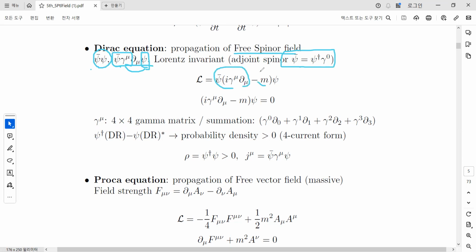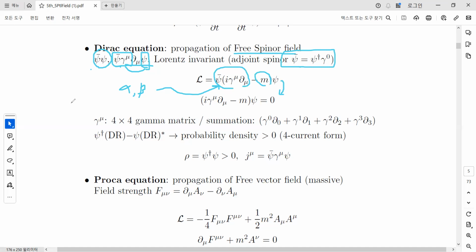So we can construct the kinetic term and the mass term by using these two Lorentz invariant quantities, and from this Lagrangian, we can derive the Dirac equation. Actually, the Dirac equation can be derived in another way by defining alpha and beta, and we can find the gamma matrices to satisfy the energy-momentum relations in relativistic theory, and there are only first derivatives.